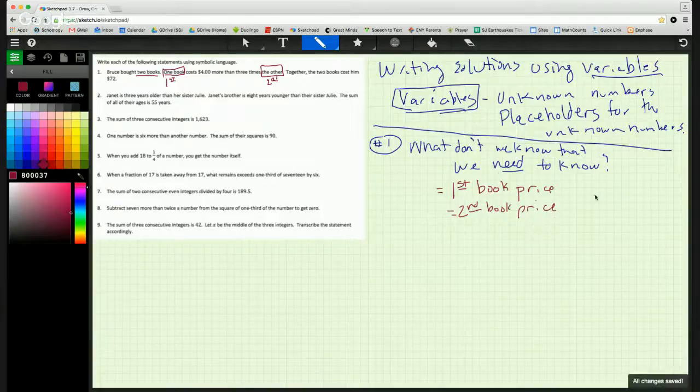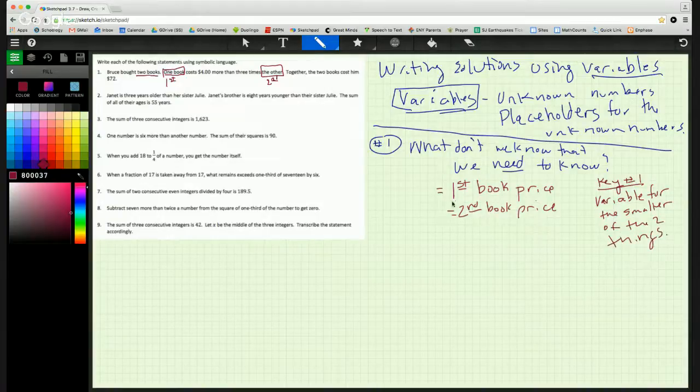So the key, let me just put down key number 1, is let's have a variable for the smaller of the 2 things. That's just going to make it easier. You could have the variable be the larger, but let's see which one is the smaller one. One book costs $4 more than 3 times the other. So which one's bigger here?